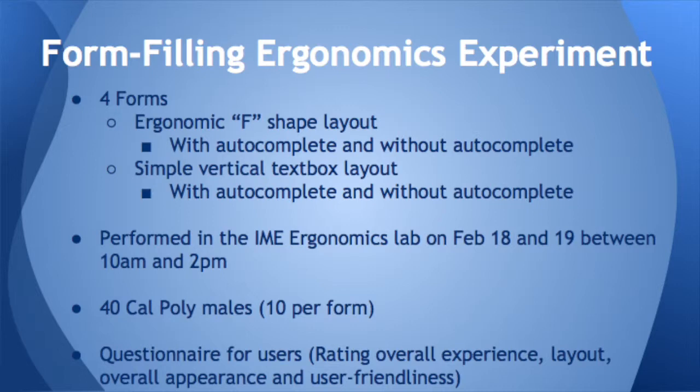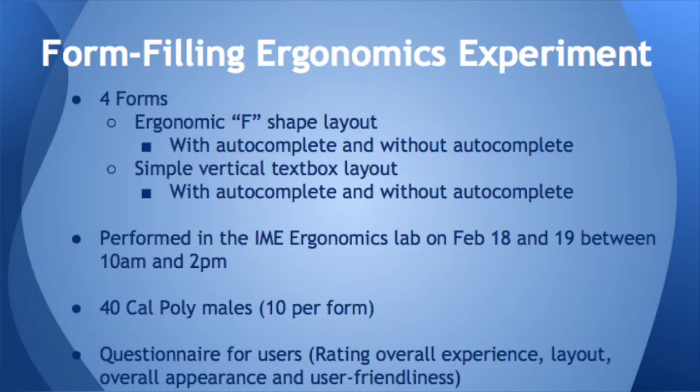My experiment was performed in the IME Ergonomics Lab on February 18th and 19th between 10 a.m. and 2 p.m., and my sample size consisted of 40 Cal Poly males. Ideally, my sample would have consisted of wealthier, middle-aged men and women who collect wine, but for the scope of this project, I had to stick with who I had access to, and I only picked males because it would make my statistical analysis a little simpler with only one factor. Also, I made sure that the subjects had never used any wine inventory software to keep the experiment unbiased.